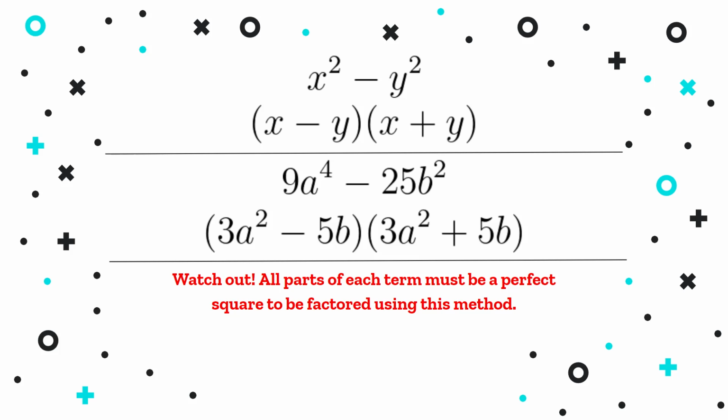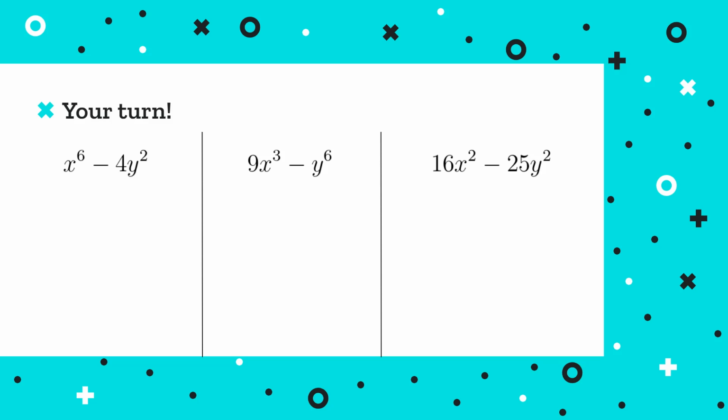It's important to note that all parts of each term must be a perfect square in order to be factorable using this method. So for instance, in this example, 2 is not a perfect square. So although x to the 6th and y to the 8th are perfect squares, this is not factorable using difference of perfect squares. Now it's your turn. Pause the video and try out these 3 questions.